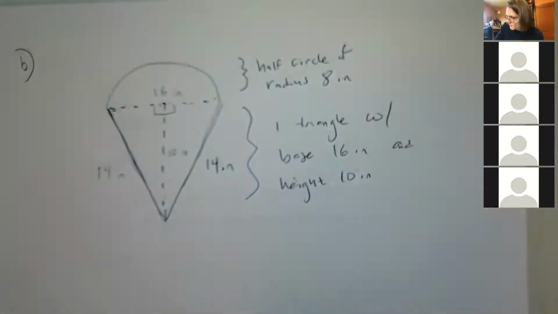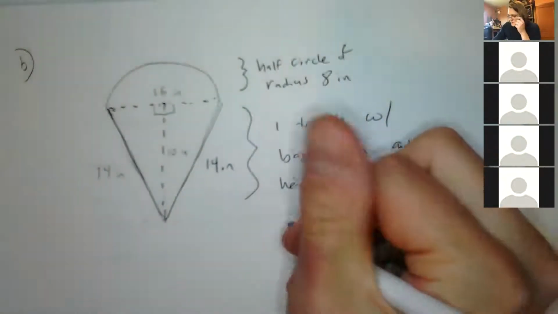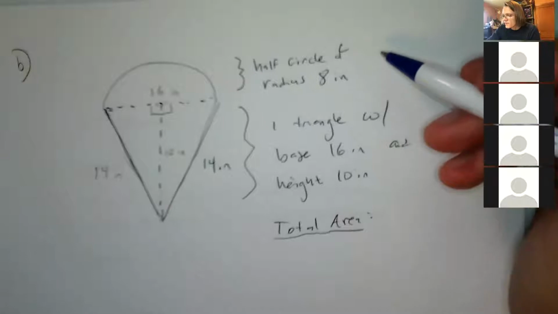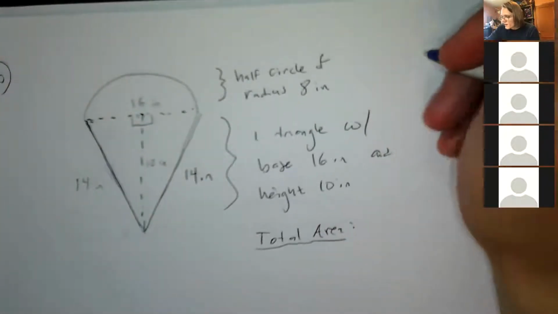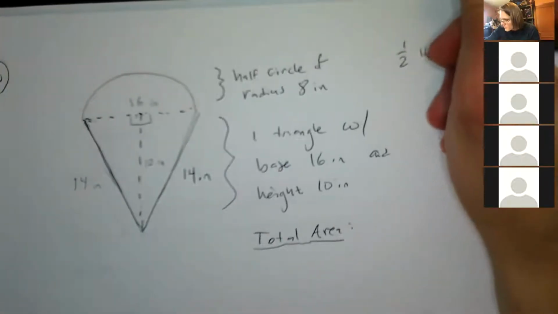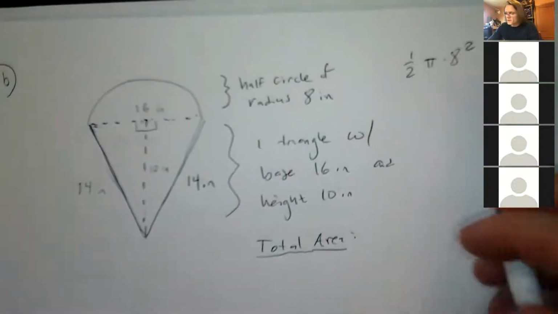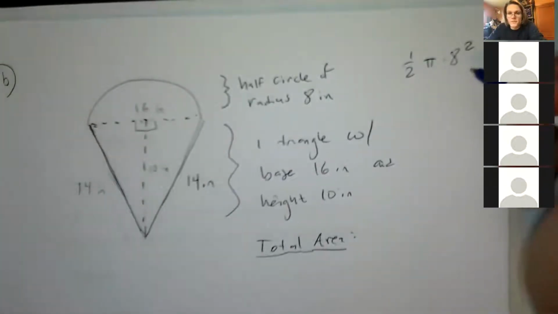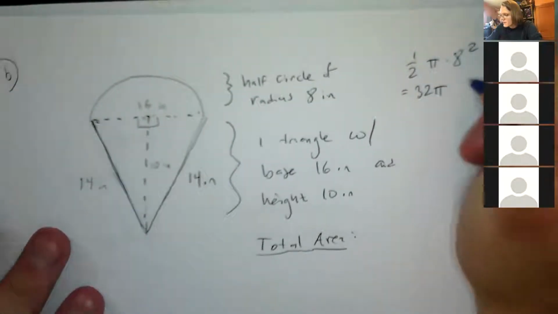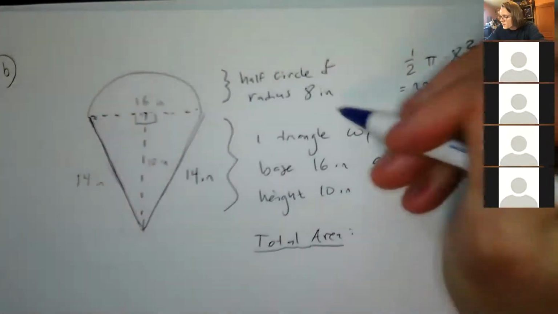So the area, I guess I'll put it over here. And I'll put total area. Right. So the area of the circle we've done before, right? That's going to be 1/2. And then the area of a circle in general is pi r squared. So it's 1/2 pi r squared, where r is 8. Right? And so what is that? That's 8 squared is 64 times 1/2 is 32. So that's 32 pi. And then I guess I'll leave it exact until the end. And then my units are inches squared.